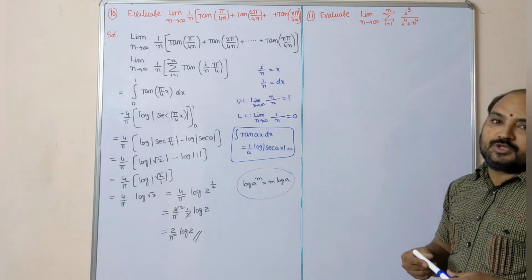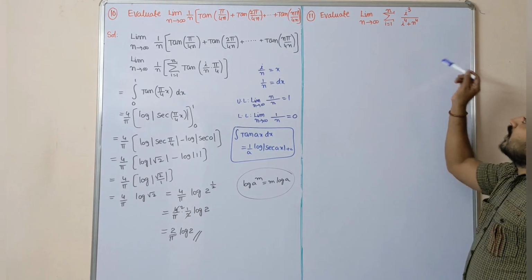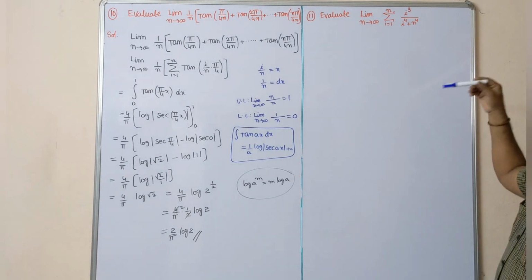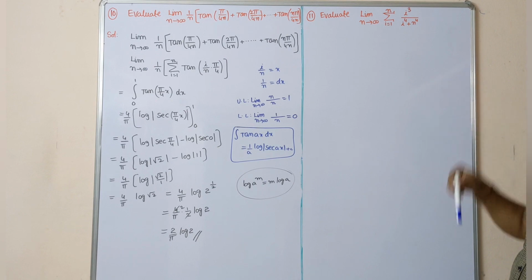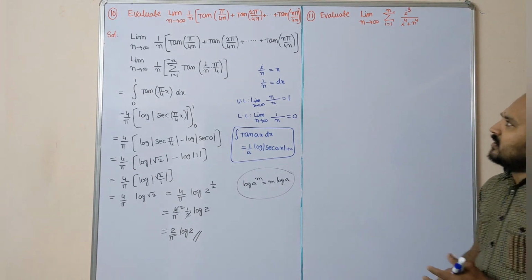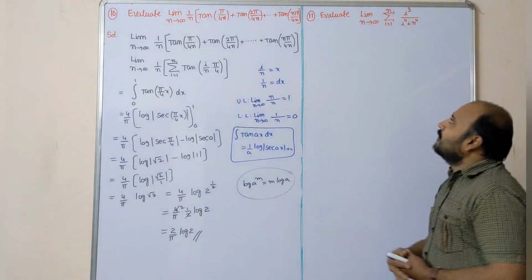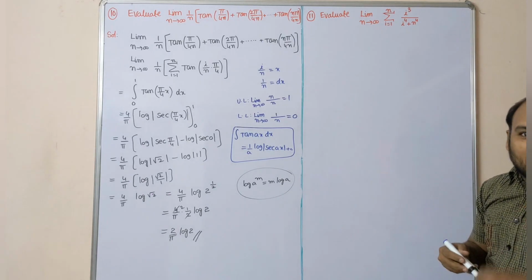Now come to the next question here. Limit n tends to infinity, sigma i equal to 1 to n, i power 3 by i power 4 plus n power 4. This form is given directly, sigma, but 1 by n is not there. I want to get 1 by n.